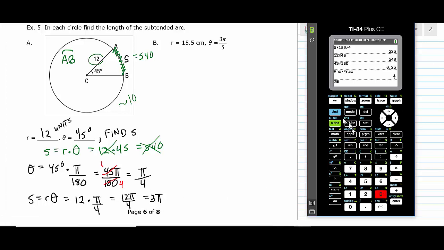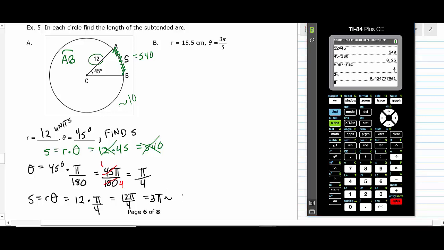All right, now if I go through and do this on the calculator, I'm going to do 3 pi, and I'm just going to get a decimal on this. So that's about, let's just round to 9.4. So the answer to the problem would be 9.4 units. A minute ago I said 10, I had a ballpark figure there, right? So it goes like that.